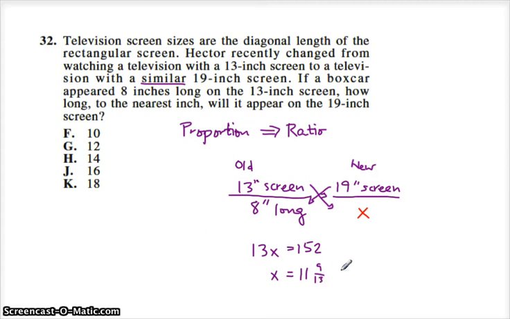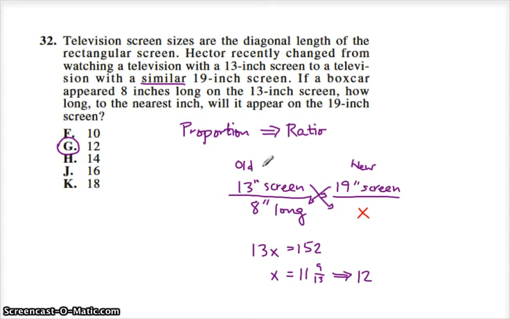So if we take that and we round it, we find that it's closer to 12 than it is to 11. So that means our answer is G. It's going to be 12 inches long. That boxcar is going to look like a foot long on this new screen.